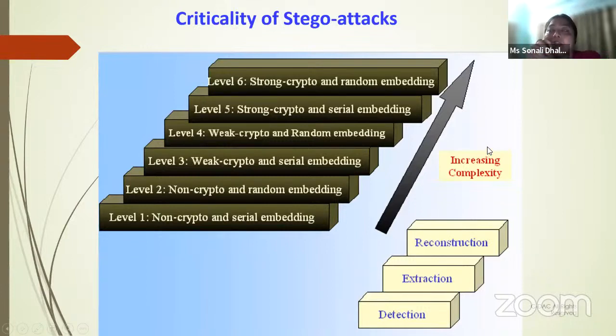As I already mentioned, there are random embedding and serial embedding, with the use of cryptography and without the use of cryptography. Depending upon these, the steganography tools can be divided into 6 different levels, with varying criticality. The criticality varies from level 1 to level 6. For example, non-crypto and serial embedding is very easy to detect, extract, and reconstruct, whereas strong crypto and random embedding is very difficult to detect.